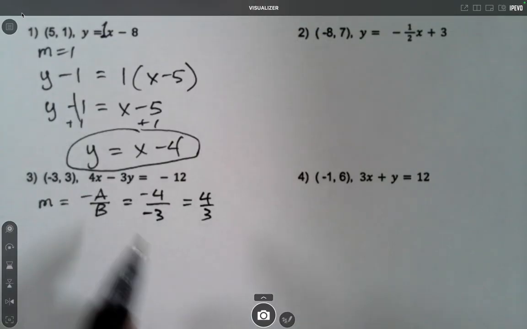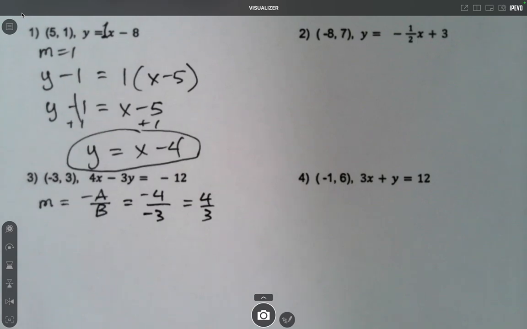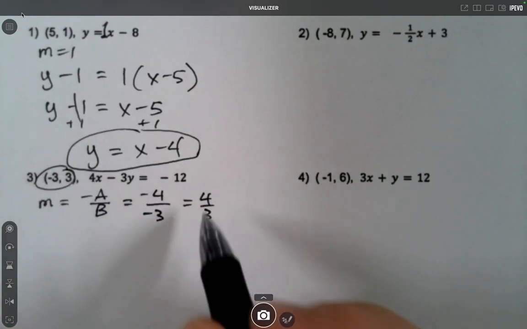And you get the same thing if you just solve for y and put it in slope-intercept form. You can do it either way. So now we have a point, we have a slope.